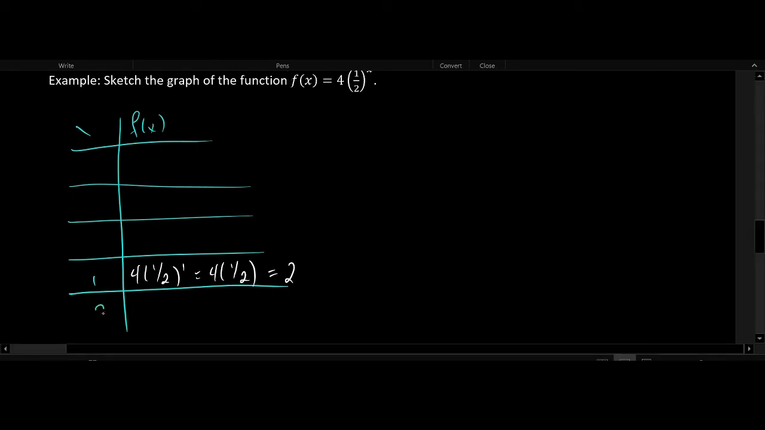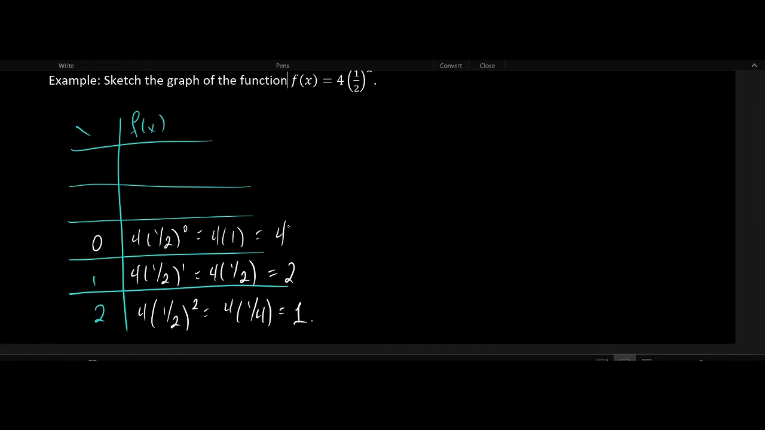And when x is equal to 2, we get 4 times 1/2 squared, 4 times 1/4, which is equal to 1. Now when x is equal to 0, 1/2 to the power 0 is equal to 1, and I get the a value of 4. And this checks out so far. a equals 4 is showing up next to x equals 0. And every time x increases, our y values are being cut in half, multiplied by 1/2, which is our base.